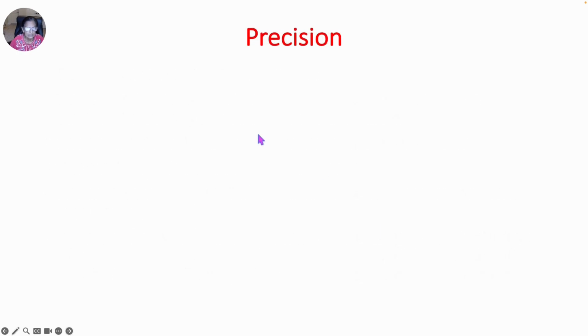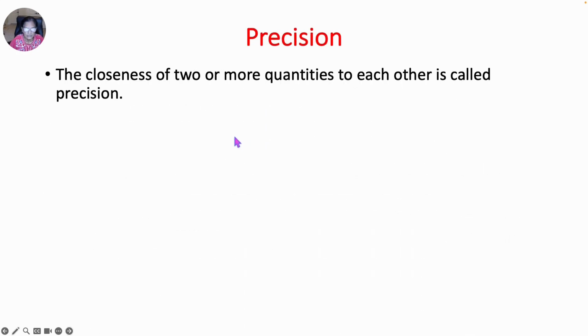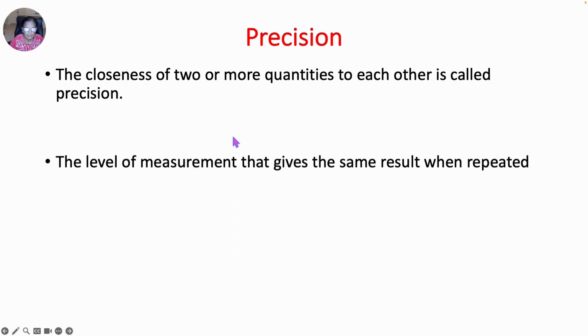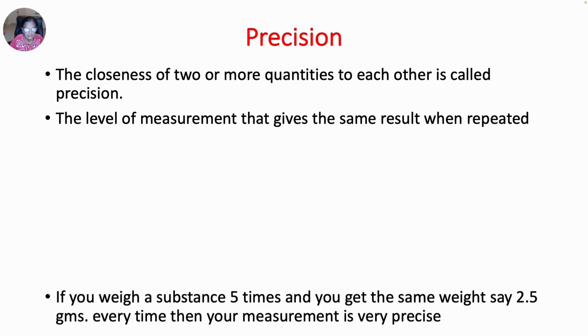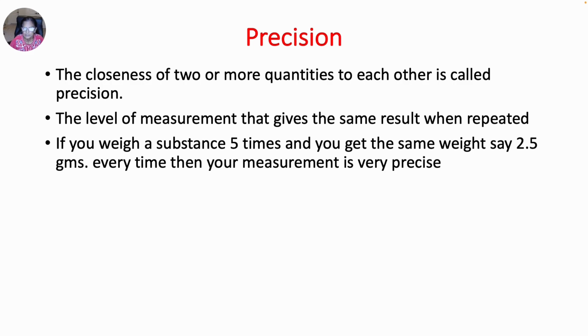Now let's see what is precision. Precision is the closeness of two or more quantities to each other. And this is the level of measurement that gives the same result when repeated. It has got repeatability. If you weigh a substance 5 times and you get the same weight, let's say 2.5 grams is the weight of the object. If you get the same weight every time, then your measurement is said to be very precise.